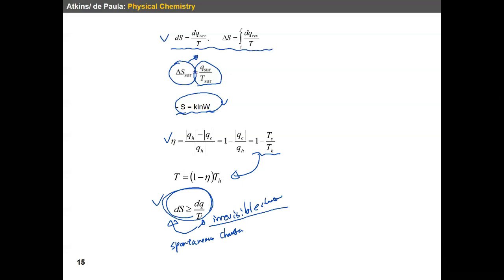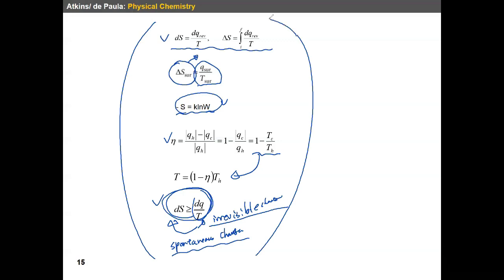So if we can simply calculate this dq over T, then we can evaluate whether a change will be irreversible or not. If it is irreversible, then it should be bigger than zero, and that kind of system also will be spontaneous changing. So actually, this is all things we have learned.